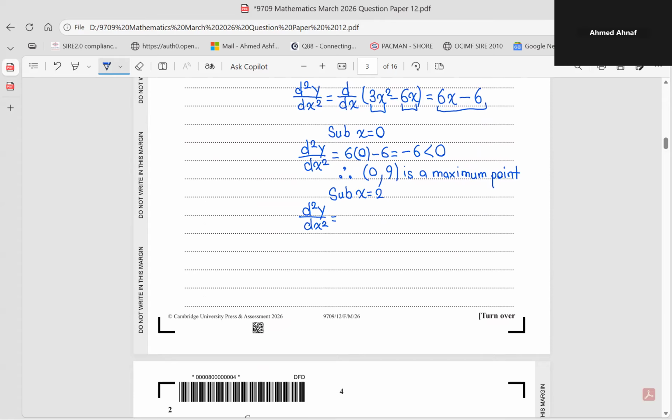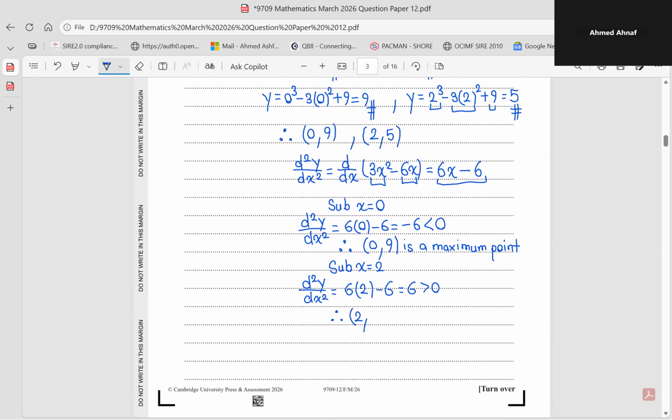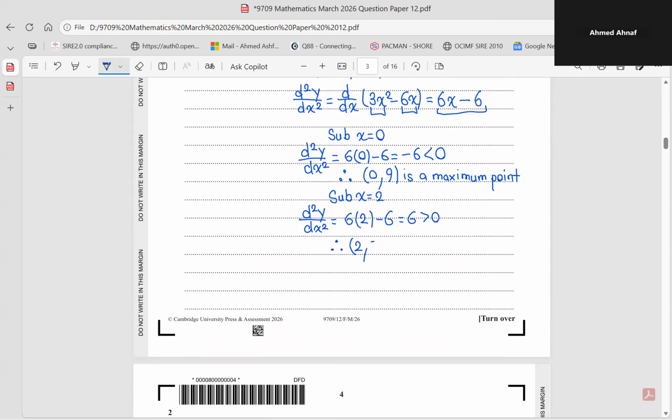So you get 6 times 2 minus 6. So this is just 12 minus 6, which is positive 6. And this is more than 0. So we can clearly say that the point (2, 5) is a minimum point.